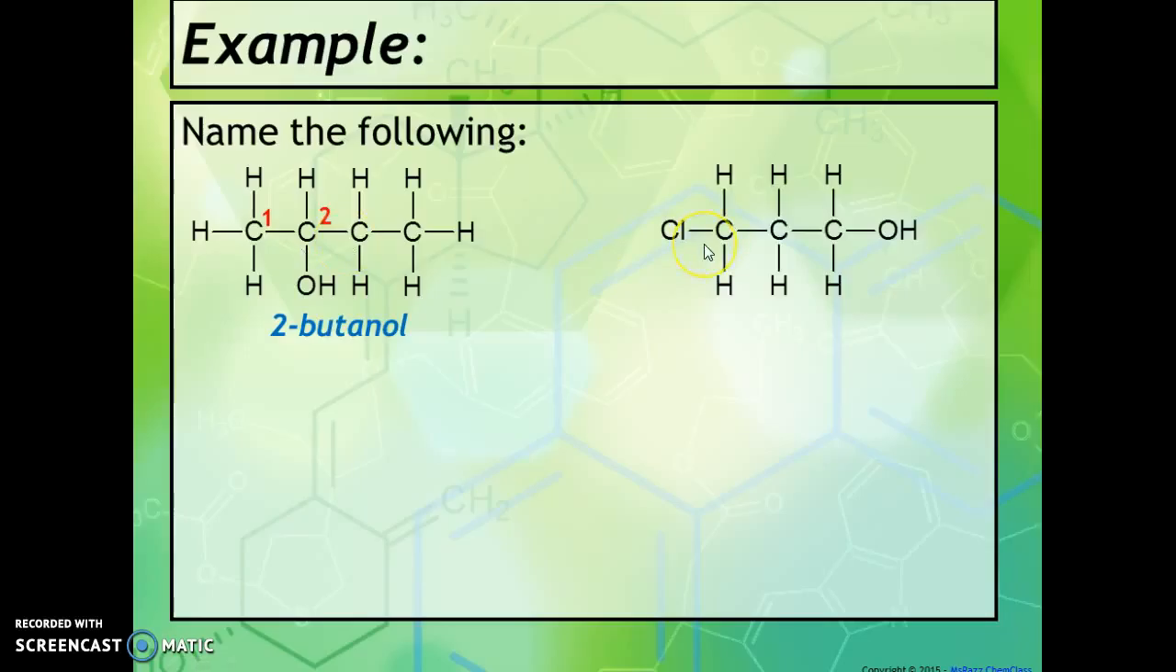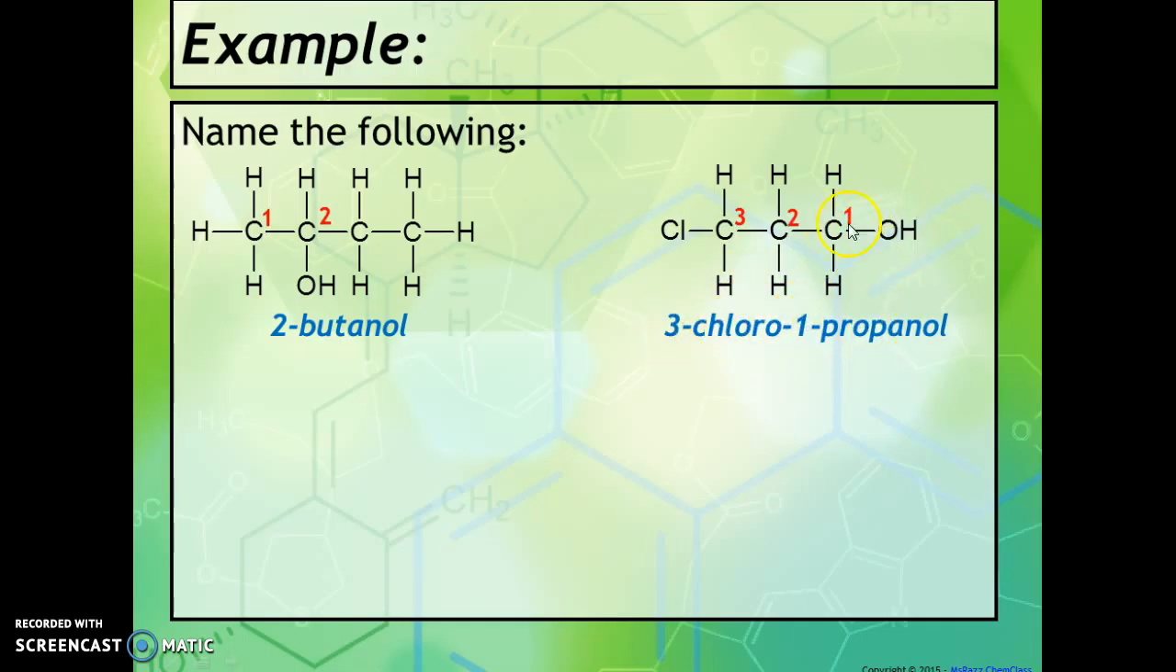How about this one? Pause it, take a second, try to answer it. Well, it's 3 long, so it's going to be propane. But we need to change our ending to OL, so propanol. And we have 3 where our OH is coming. Oh wait, we need to make this the lowest number. So this has to be 1 actually. We're going to have the chlorine on our 3rd carbon because we're going to go backwards here. So 3-chloro, 1-propanol. Let's see if I was right. Yep, 1, 2, 3. 3-chloro, 1-propanol.